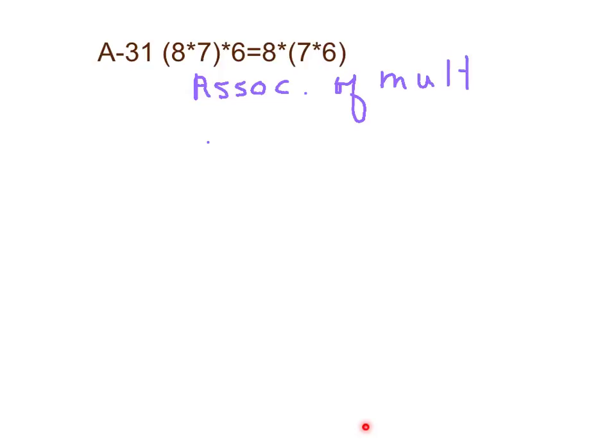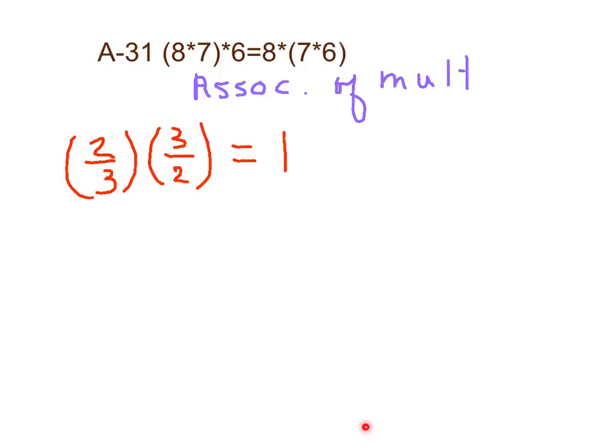Let's go ahead and take a look at number 5. So number 5 says, let me use a different color now. Number 5 says I have 2/3 times 3/2 is equal to 1.